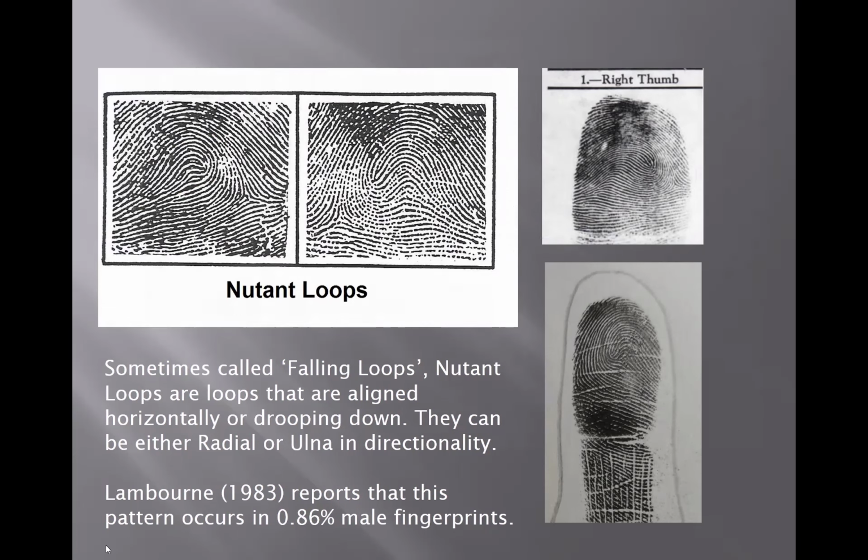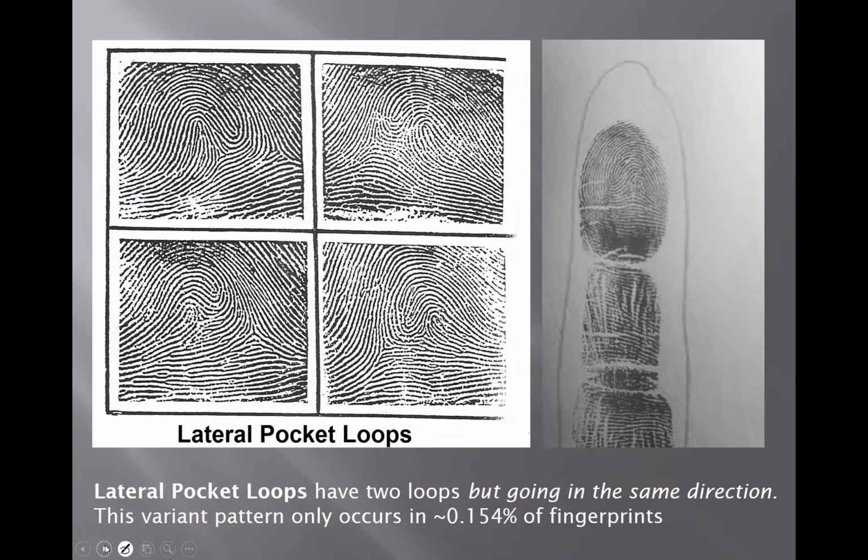Okay, moving on then, the lateral pocket loop. Well, the lateral pocket loop is a very strange formation when you see it, and you think, what is going on here? Well, what is going on here is we have two loops, so it's a kind of two loop formation. So we get two triradii, one there and one there. But it's not a whirl. It's definitely not a whirl.